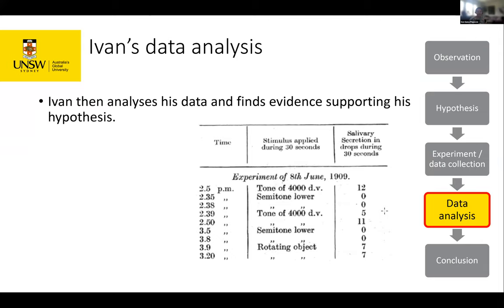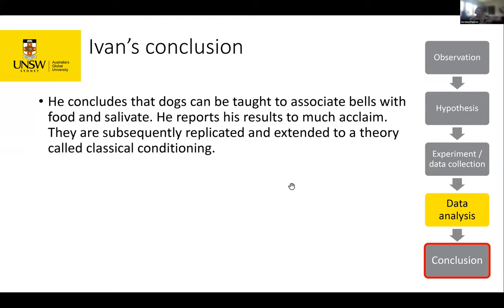Excellent. And so then at this point, he can make a conclusion. He's concluded that the dogs can be taught to associate bells with food and then salivate as a result of bells when food is not present. He reports his results to much acclaim. They are subsequently replicated and extended, and it begins a theory called classical conditioning, which many of you will be familiar with, and perhaps you know the surname of Ivan.